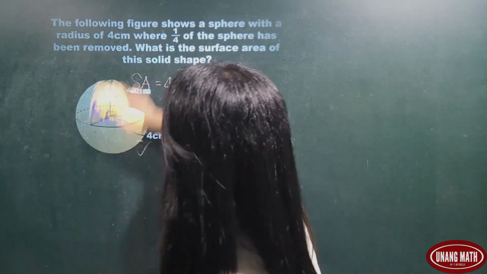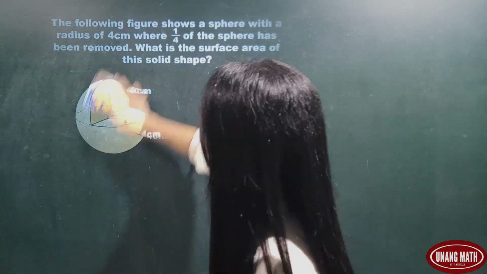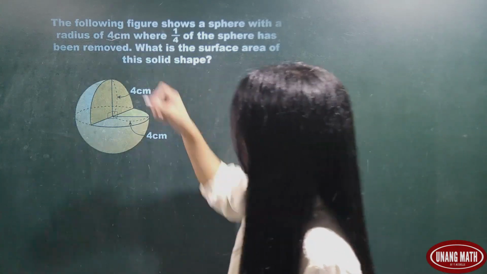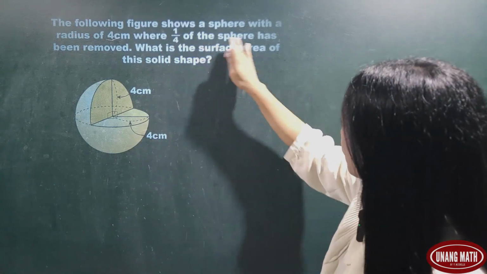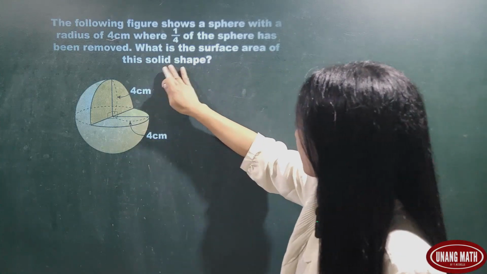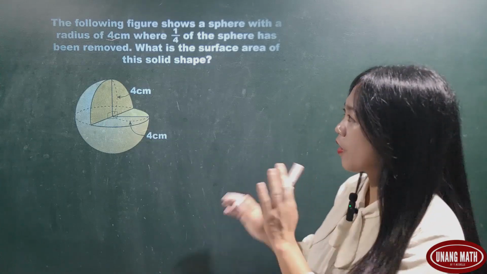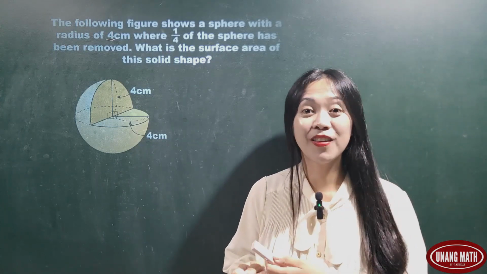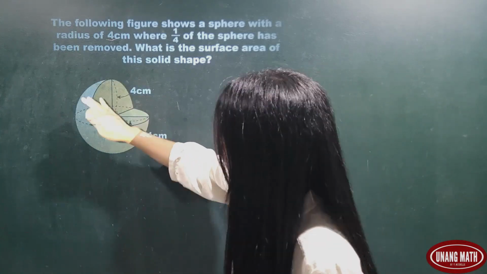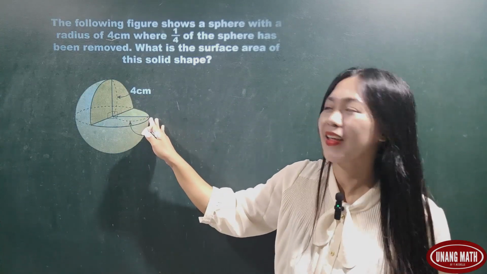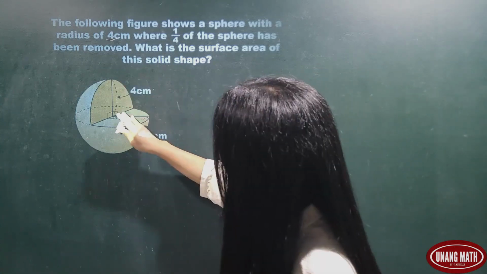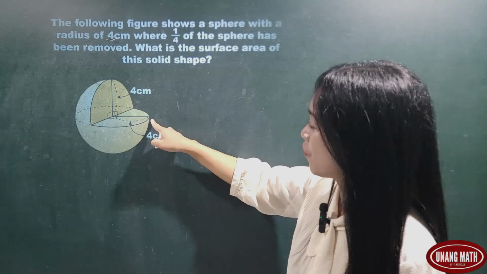Let's now answer this problem. The following figure shows a sphere with a radius of 4 centimeters, where 1/4 of the sphere has been removed. What is the surface area of this solid shape? Commonly, problems about finding the surface area of a sphere, they will not give you a perfect sphere or a complete sphere. It will be more challenging if they will remove a part like this figure.